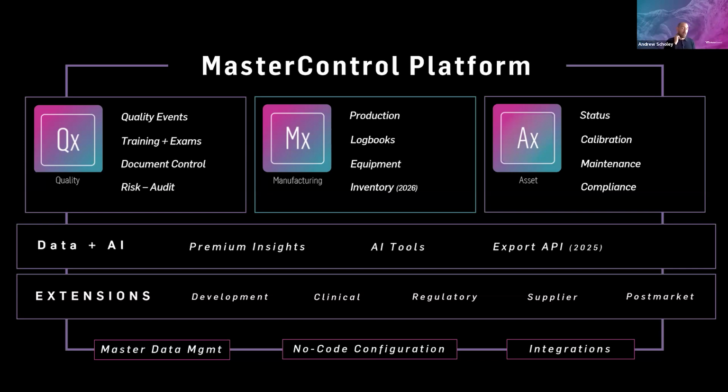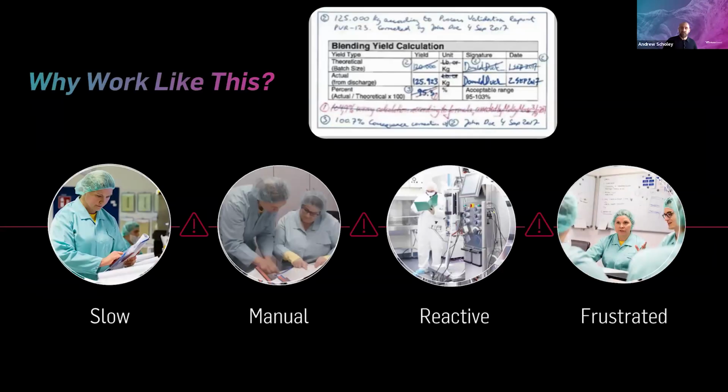If you would like to dive a little bit deeper into any element of the platform that you can see on the screen here, just let us know in the chat and we'll make sure we reach out to you. But today we're really going to be focusing on the production record functionality within manufacturing. I want to show you why you want to digitalize and how easy it is to make that transition.